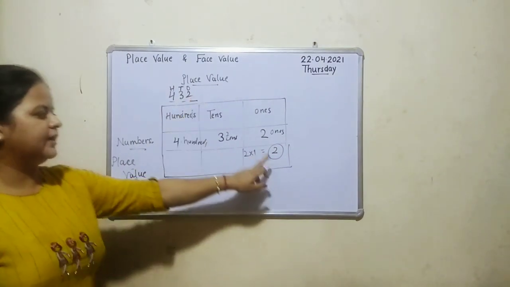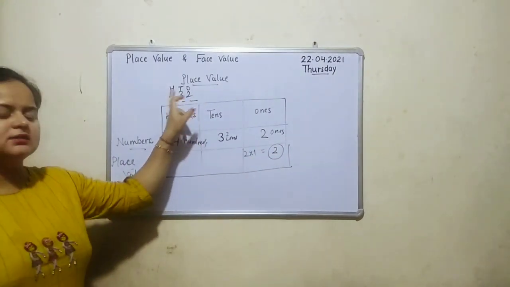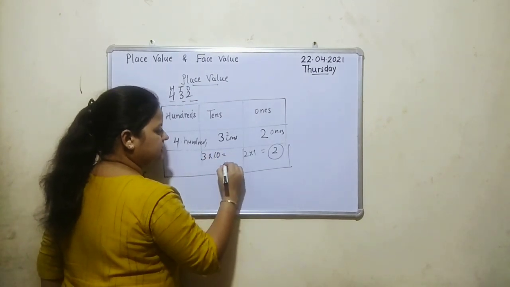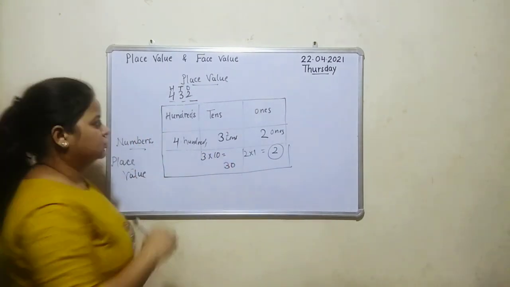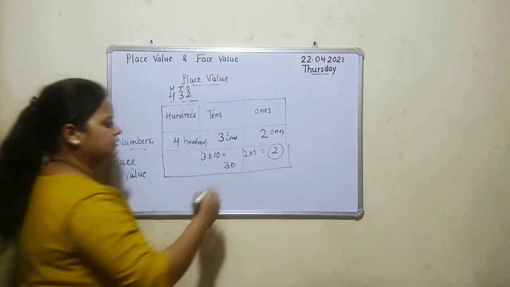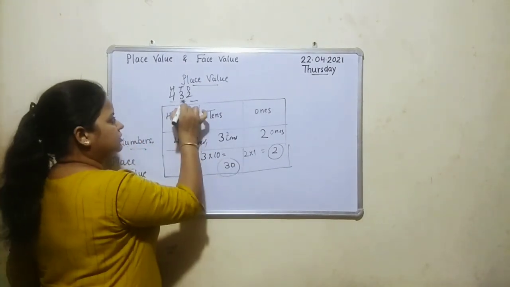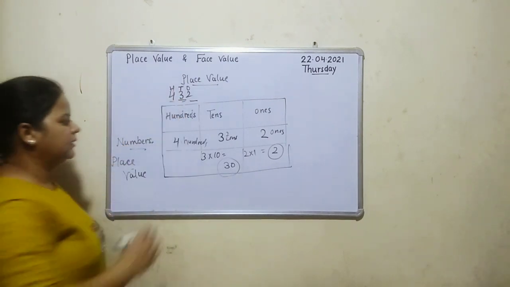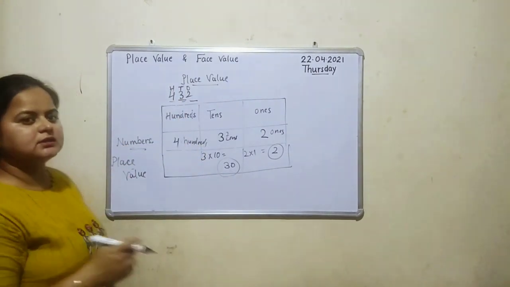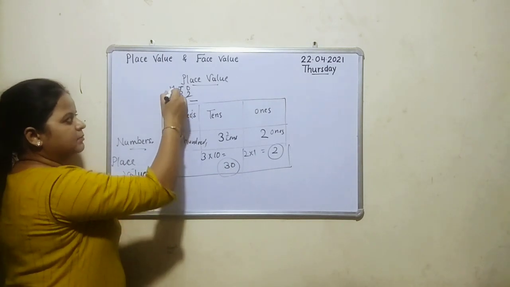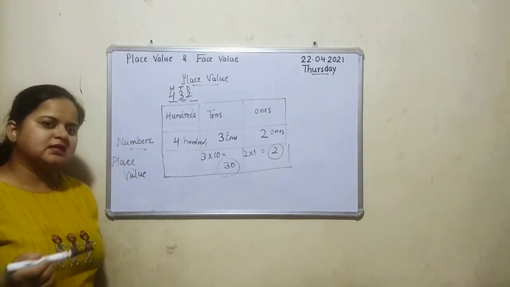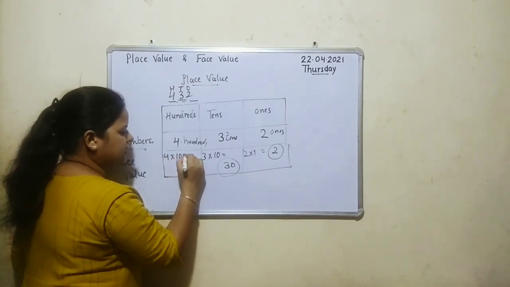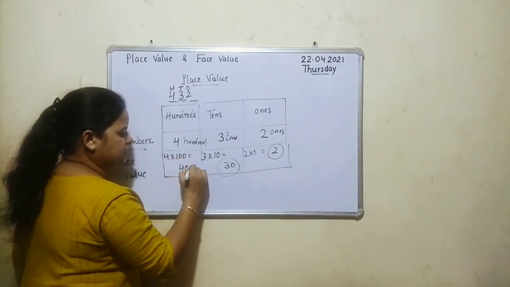What is the place value of 2? 2. And 3 is on the tens place, so 3 into 10 is equal to 30. So what is the place value of 3? 30, because this is on the tens place. 3 tens, so this is 30. 4 hundreds means 4 is below the H, so 4 hundreds means 4 into 100 is equal to 400.